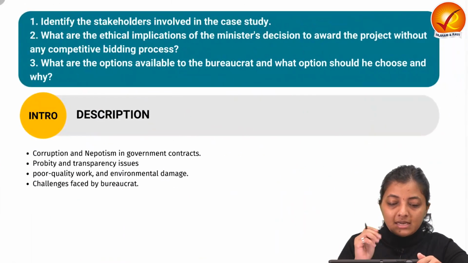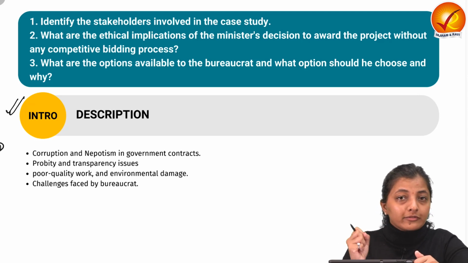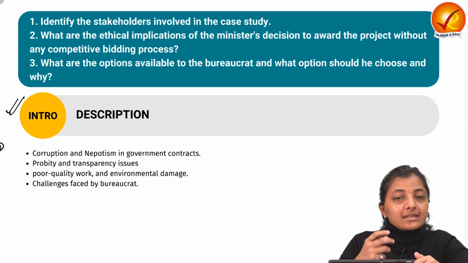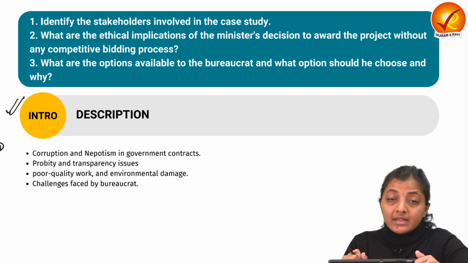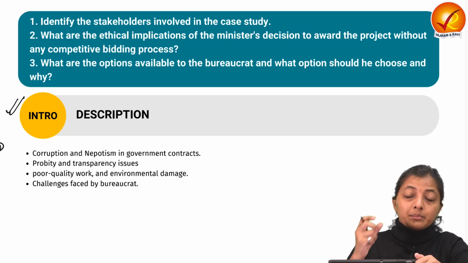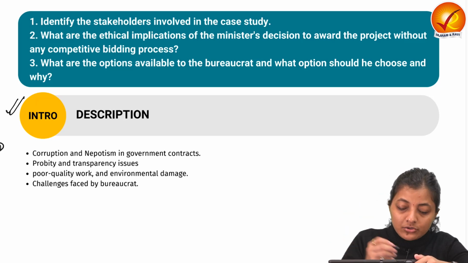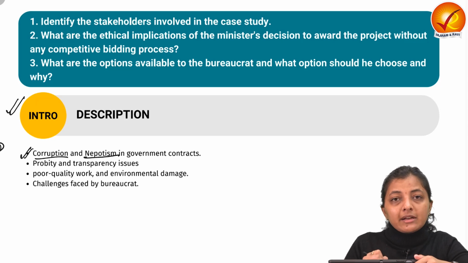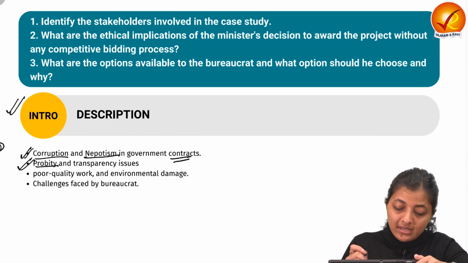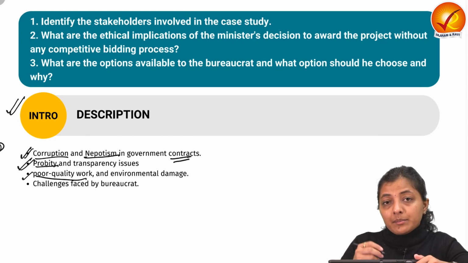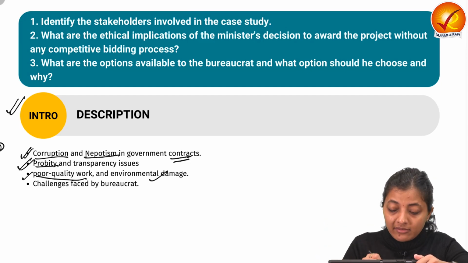Okay. So let's start with the answer. In the introduction, you can write the description or overview of the case study, what this case study is all about. This case study is about the nexus between the contractor and the road and highway minister. It's about the corrupt practices also, as the minister is awarding the contract by bypassing the bidding process. So it shows some corruption and nepotism in the governmental aspect. Then it shows that lack of probity and transparency issues are there. Then poor quality work that hampers the local commuters, local communities and the local businesses, and also impacts the environment over there.